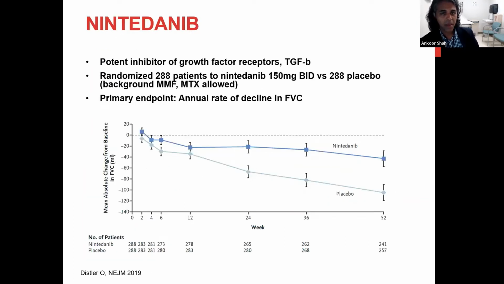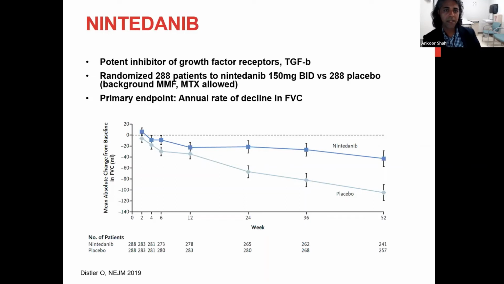Finally, nintedanib, which is a potent inhibitor of growth factor, specifically TGF-beta, was studied in a very large clinical trial, one of the largest clinical trials to date in scleroderma, where patients were randomized to the active study drug nintedanib versus placebo, although patients in the placebo group, importantly, could still remain on their background CellCept or methotrexate if they were on this. Again, the primary endpoint was the annual rate of decline in FVC, and you can see here very clearly that patients in the nintedanib group had a slower rate of decline than patients on the placebo.